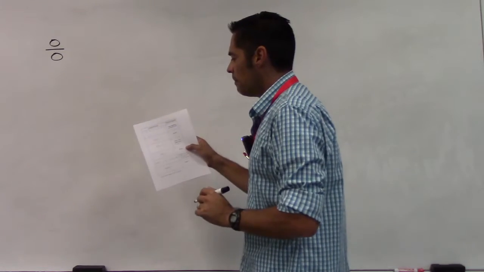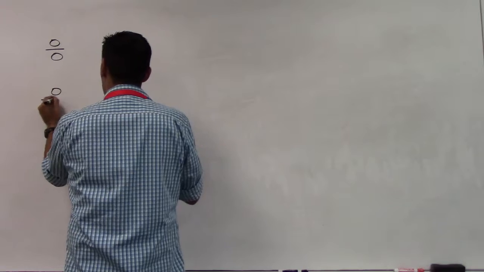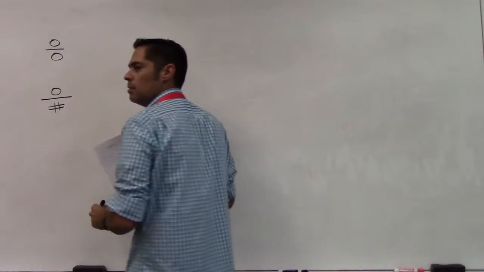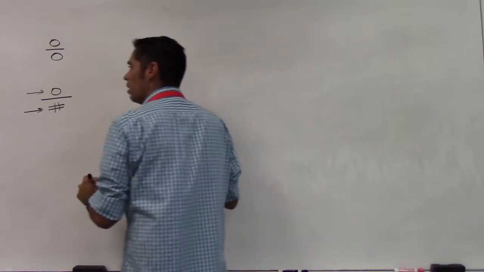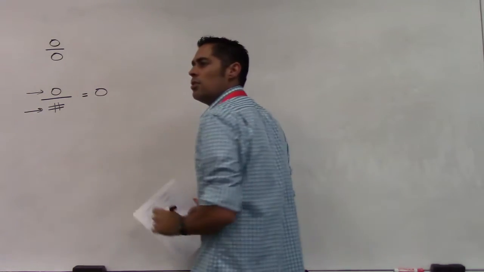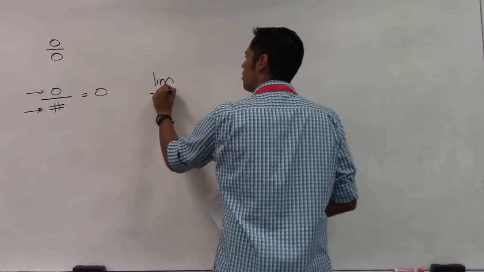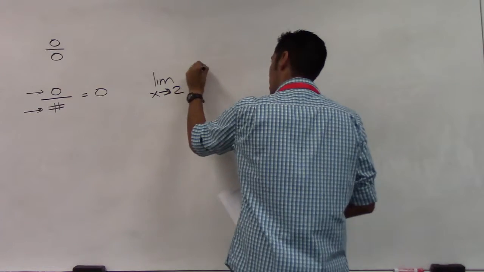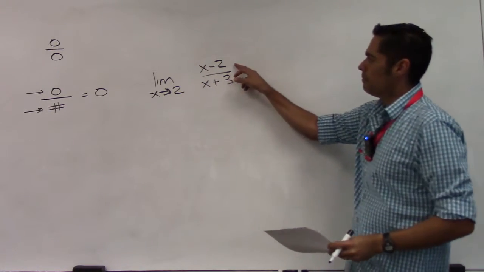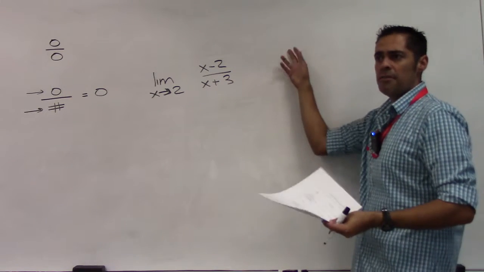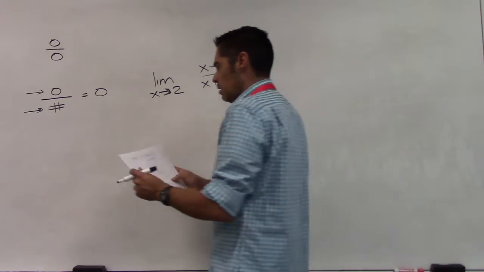All right, the next one. If you have in the limit something where the top is going to 0 and the bottom is going to a fixed number, so the top is headed towards 0, the bottom is headed to a number, the answer is just going to be 0. There's nothing for you to do. An example of this would be limit x goes to 2, x minus 2 over x plus 3. The top goes to what? 0. The bottom goes to 5. 0 over 5 is 0. Okay, there's nothing to do there. No work needs to be done.